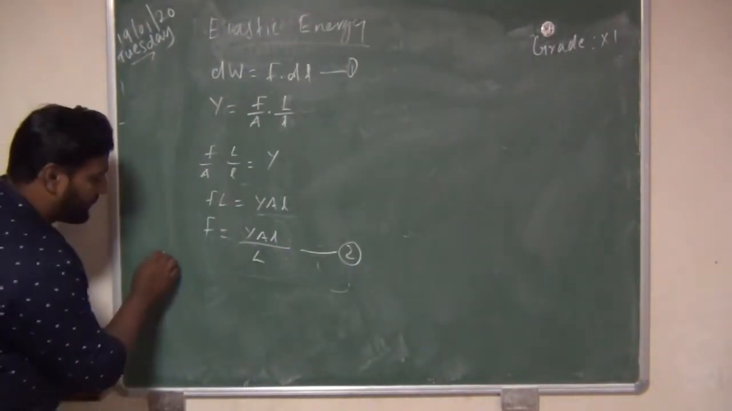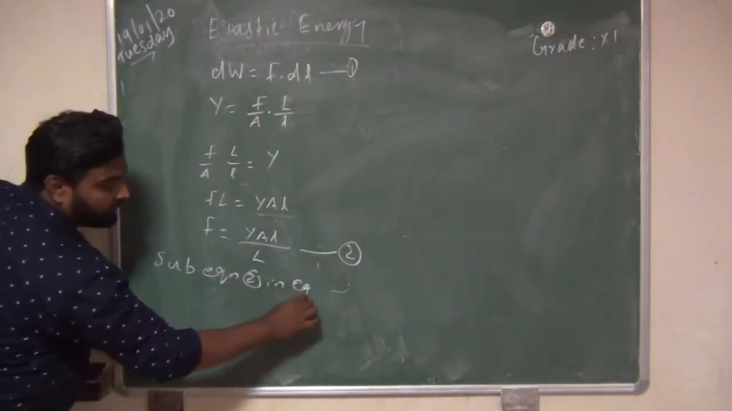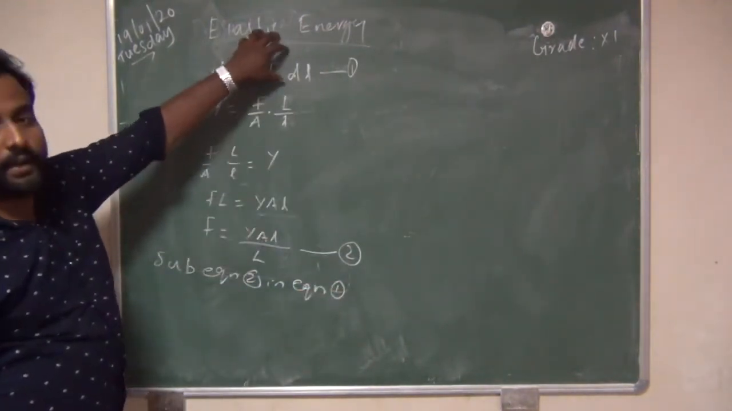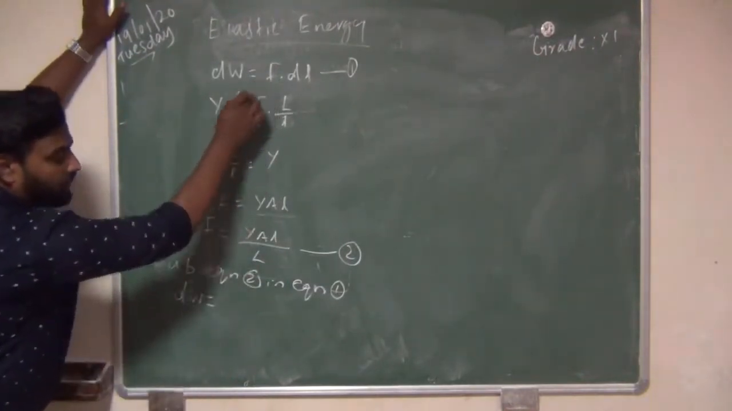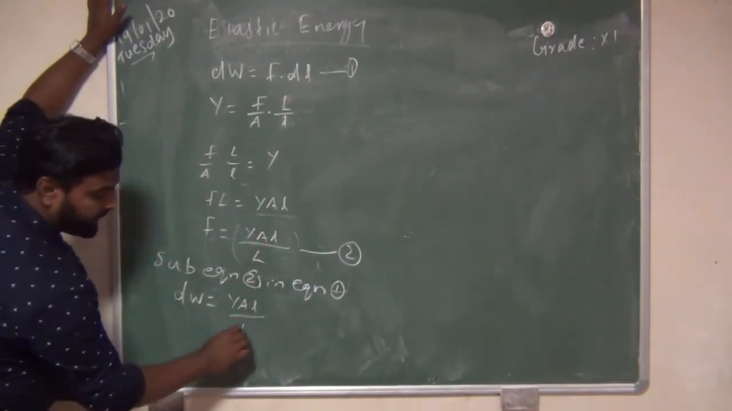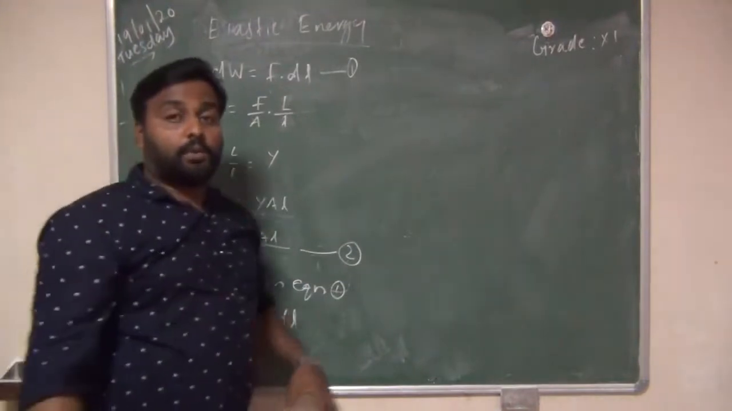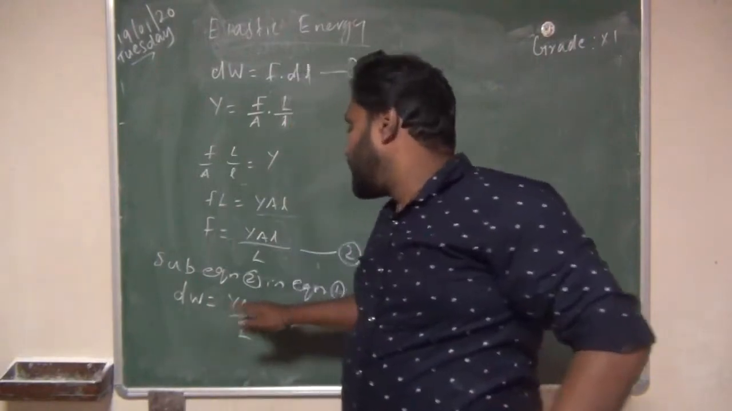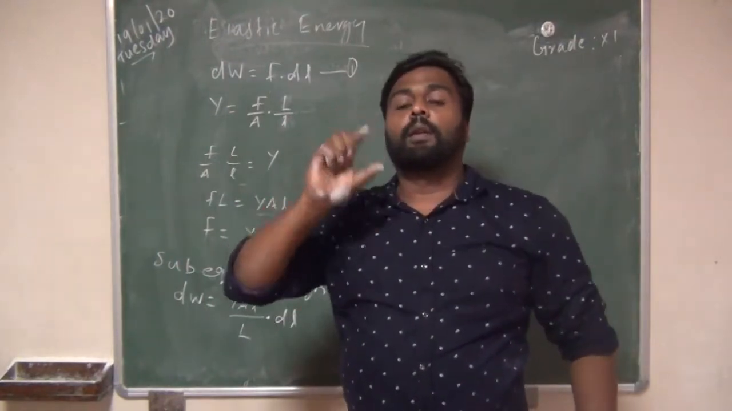Now substitute equation 2 in equation 1. So substitute this F value here in equation 1. So dW equal to, instead of F we write this value, Y A l divided by capital L, into dl. So this is the small work done. For the small length, how much work we did means Y A small l divided by capital L. So this is for the small length.